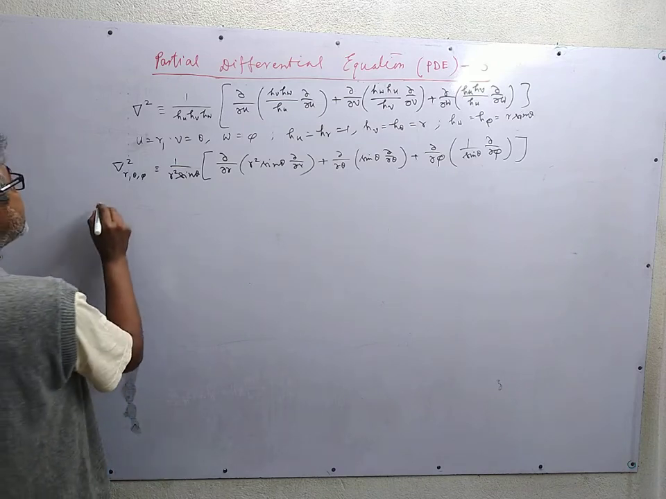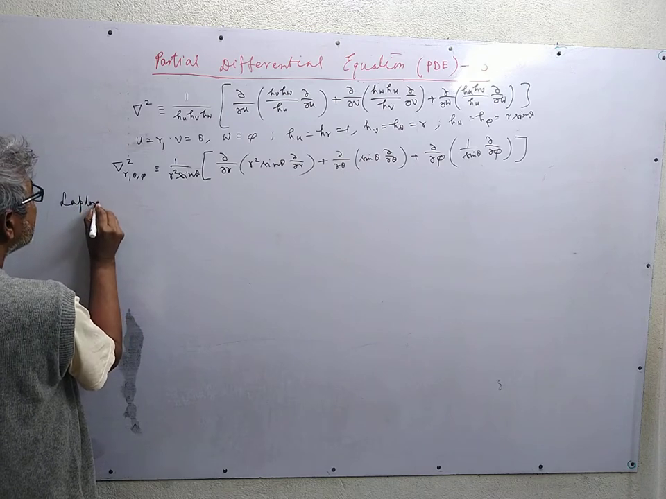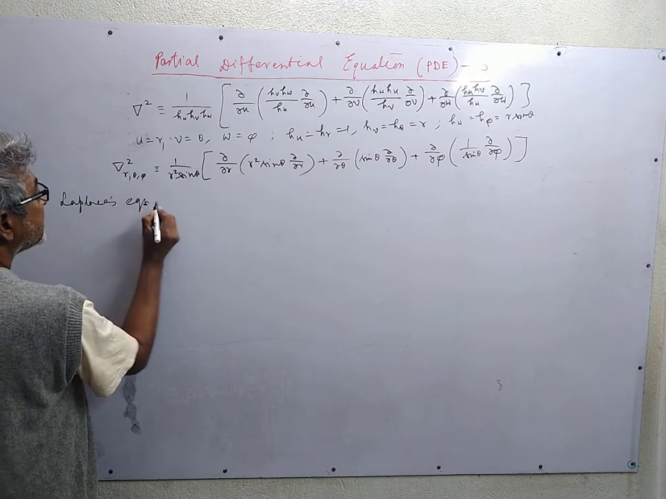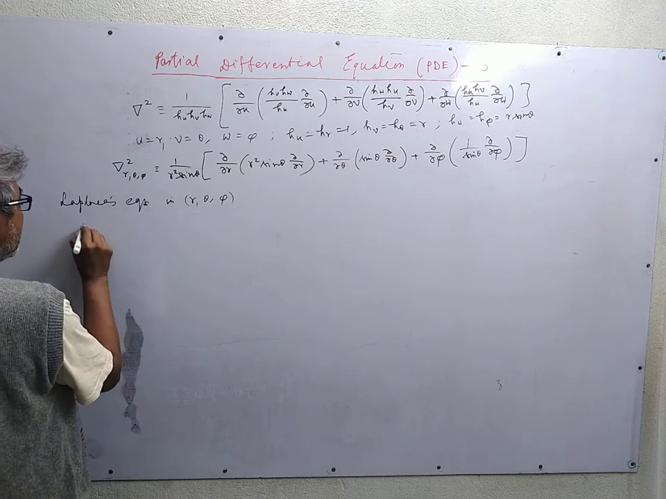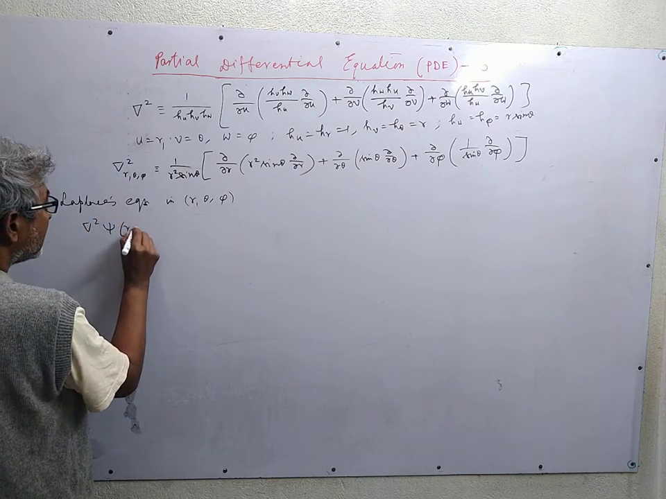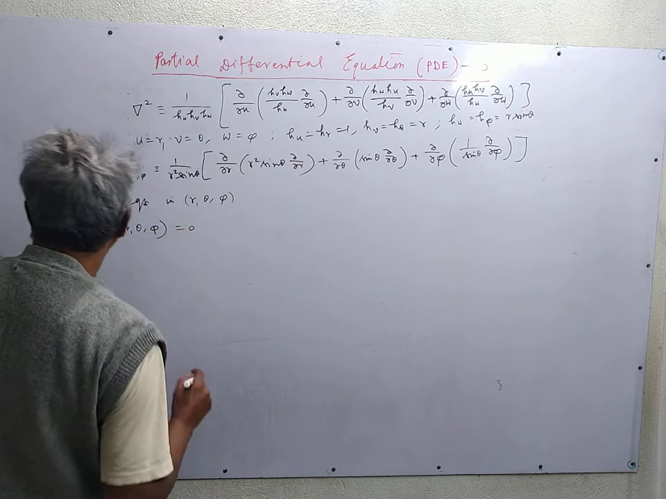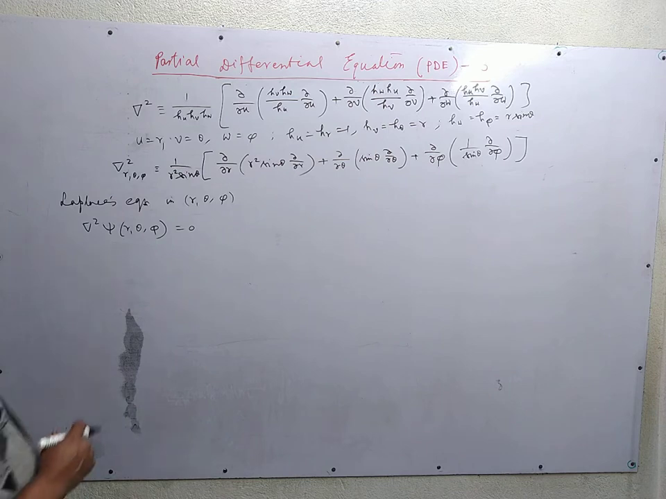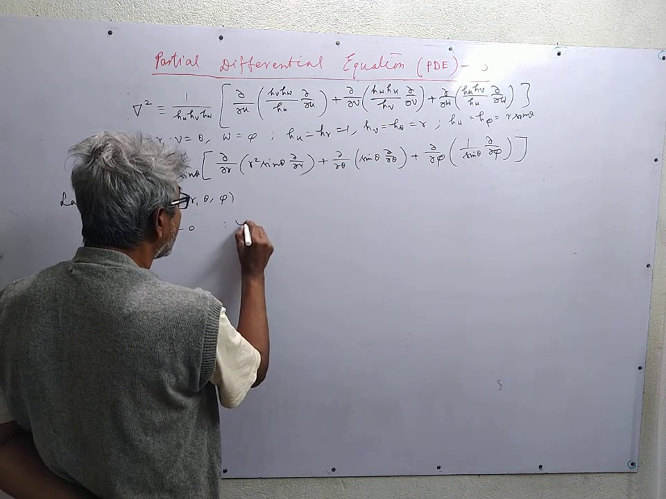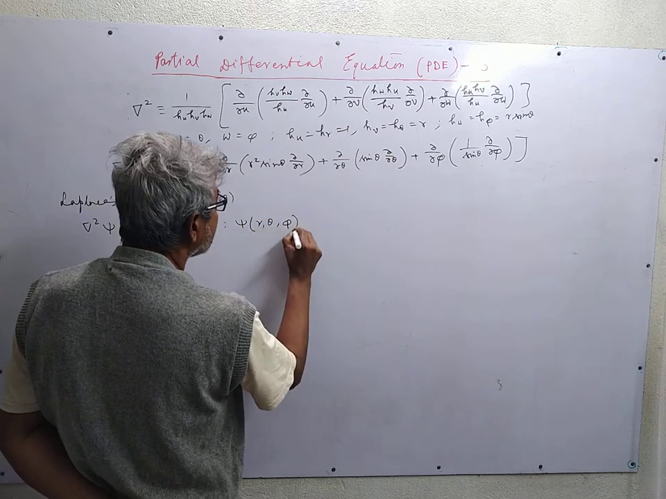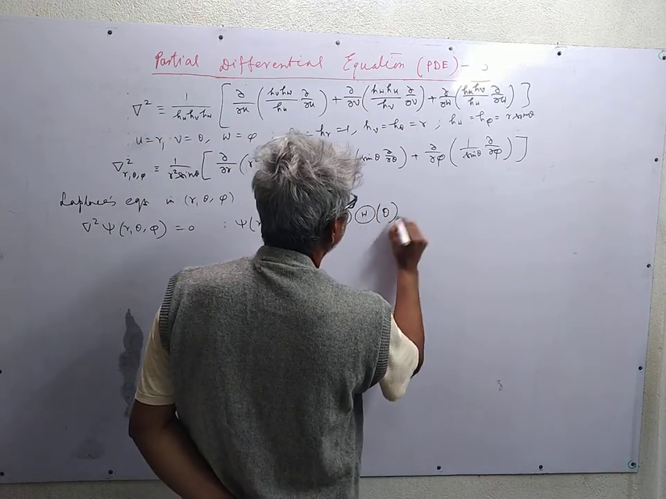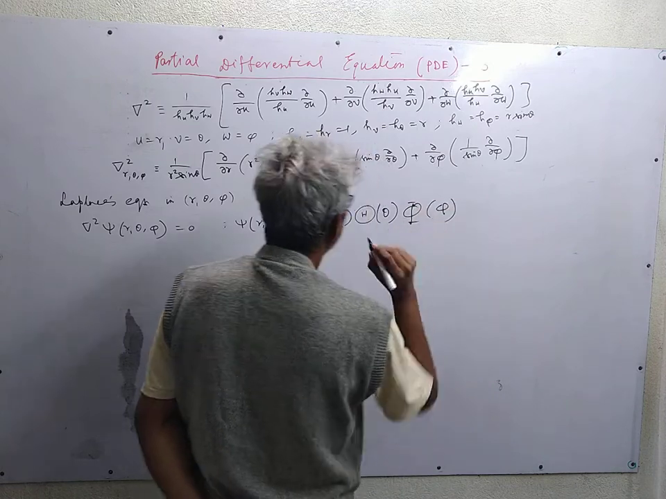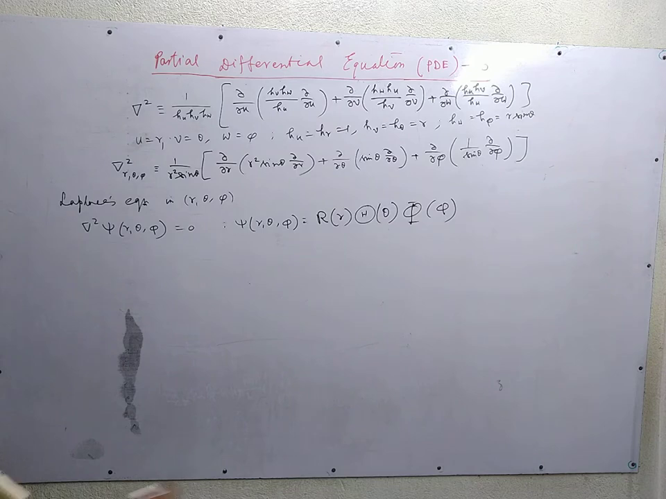Now the Laplace's equation in r, theta, phi coordinates is written as Laplacian of psi is equal to 0, where the Laplacian is given by this, and according to the separation of variables technique we use psi of r, theta, phi is equal to capital R of r, big Theta of theta, and big Phi of phi, where capital R depends on small r only, capital Theta depends on theta only, and capital Phi depends on phi only.